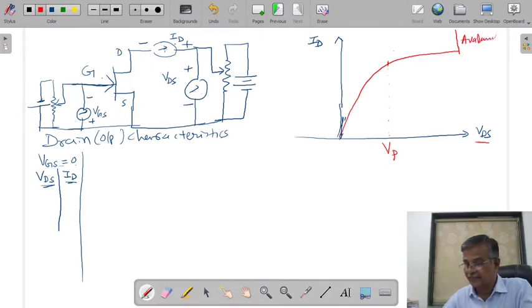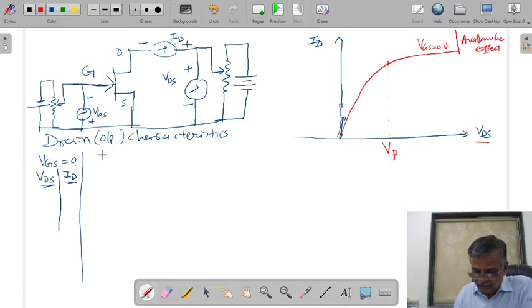Avalanche effect is observed. You must have studied avalanche and Zener effect. Beyond this, if you increase, then there is a breakdown, or you can say the FET will be destroyed. There is a possibility. This is taken for VGS equal to 0 volt.